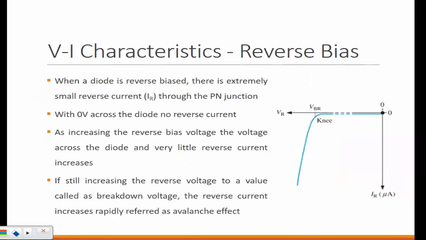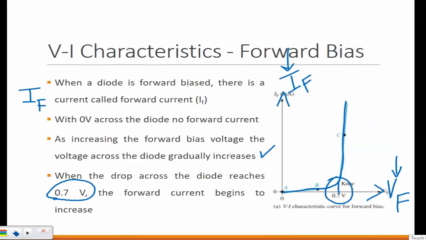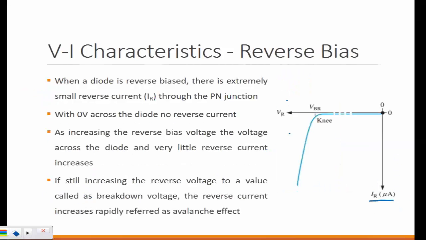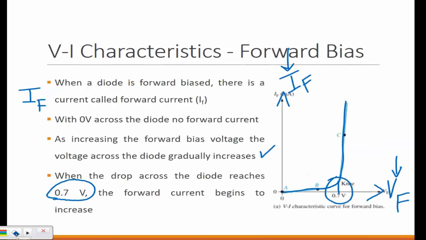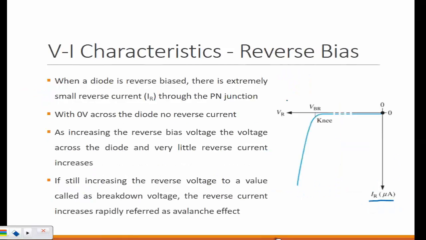But when you reverse it, this is what will happen. Again, you see right here, the labels are IR. You see the current is in microamps now, whereas for the forward bias, I don't know whether you can see this label, that's in milliamps. Microamps means that's small. Remember that in reverse bias, an extremely small current will flow through. So if you reverse bias the diode, you see this current right here is extremely small. So very, very small.